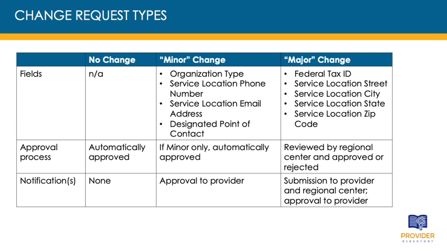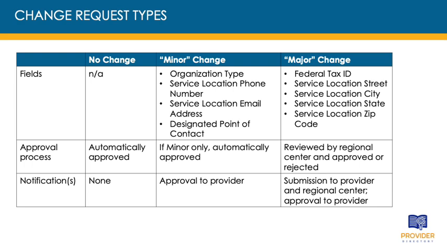If only fields qualified as minor were edited, the record is automatically approved and a notification will be sent to the provider. Major change means that the service provider made an edit to federal tax ID, service location street, city, state, or zip. The case will be reviewed by the Regional Center and an approval or rejection decision will be rendered. A notification will be sent to the provider and Regional Center when the case is submitted, and the provider will receive a notification when the Regional Center has made a decision.